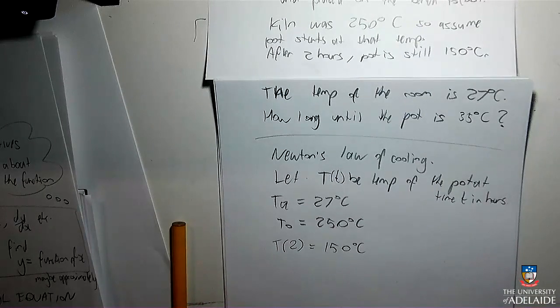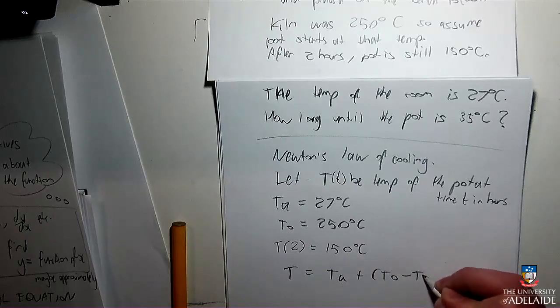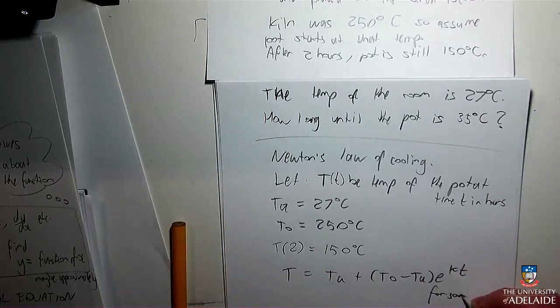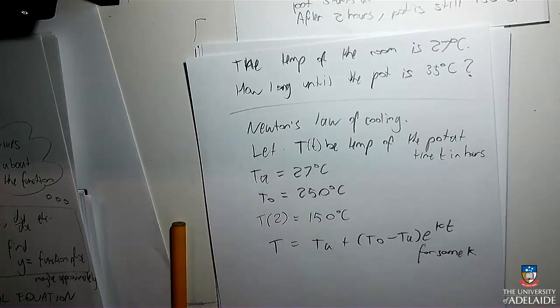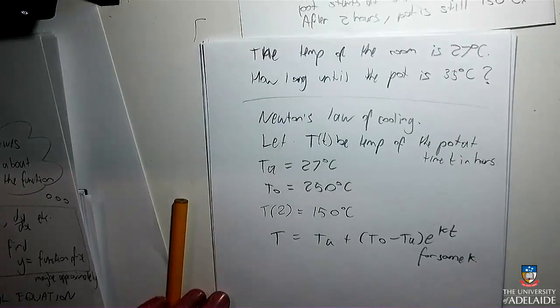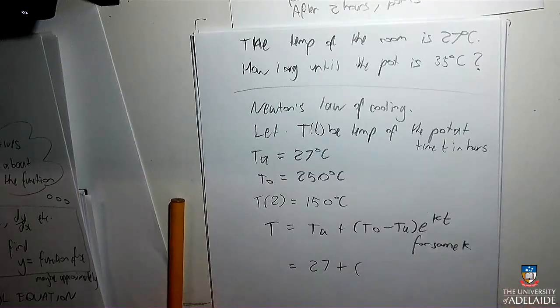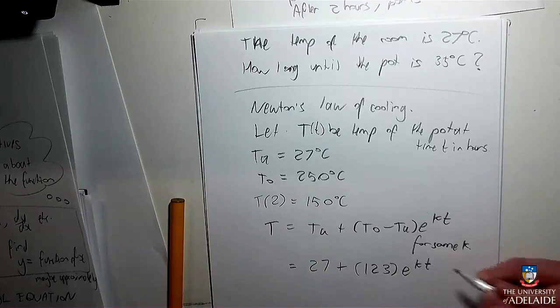Okay, and we also know that T is TA plus T0 minus TA times e to the kt for some k. Because that's the formula that Newton's law of cooling provides via the differential equations. Okay, which is 27 plus 150 minus 27, which would be 123. Okay.